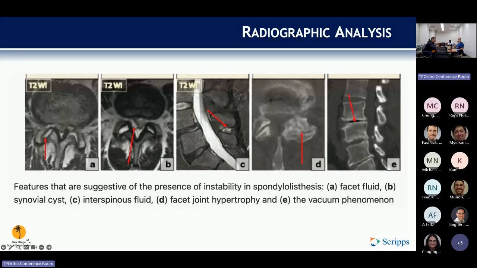C is some interspinous fluid, which I honestly hadn't really been on the lookout for a lot of times in the MRI, but this can be a specific finding to segmental instability. D is facet joint hypertrophy, which you can see in various pathologies, not just degenerative spondylolisthesis, but it can key us in on overgrowth, trying to stabilize a segment. And E is a vacuum phenomenon, again not specific to spondylolisthesis, but can key us in on a degenerative disc process.